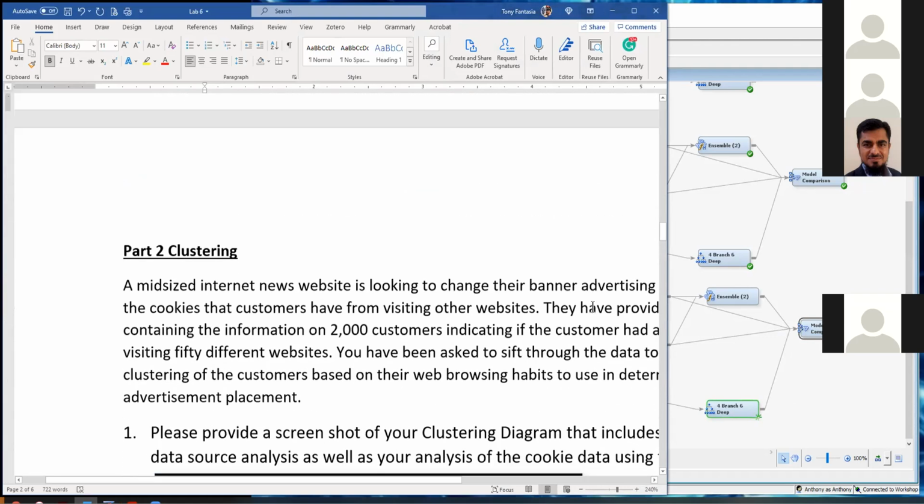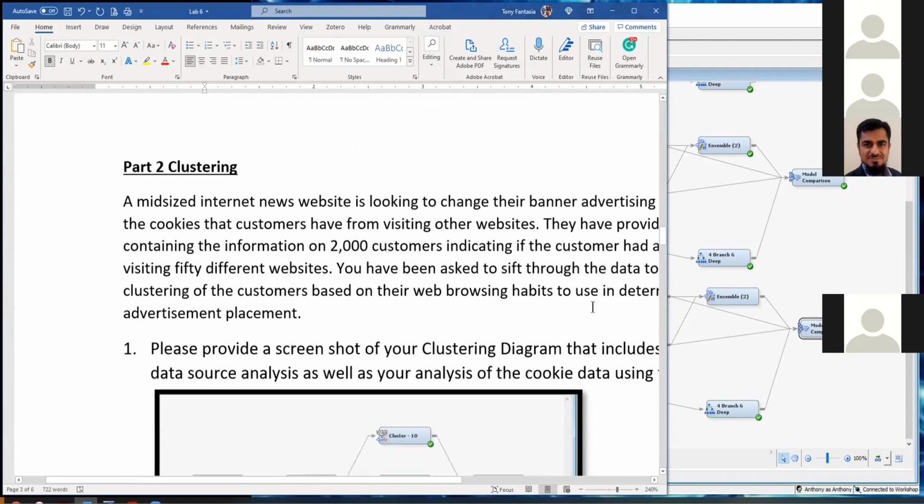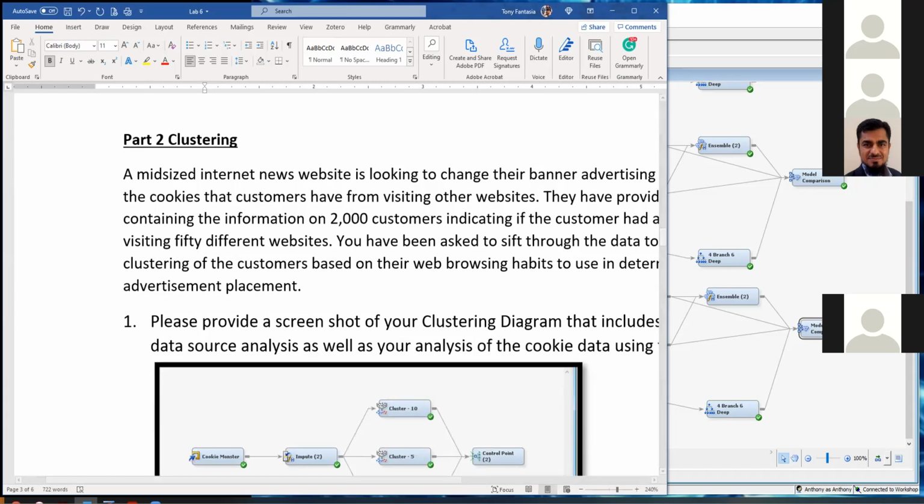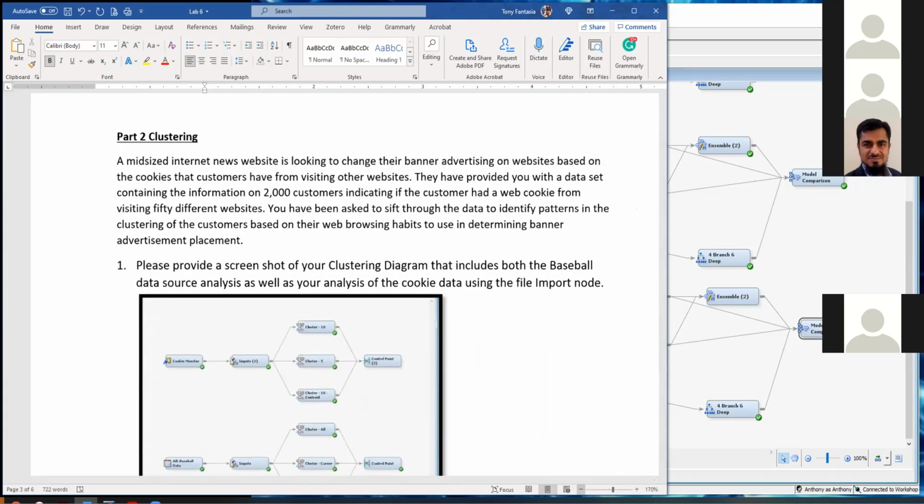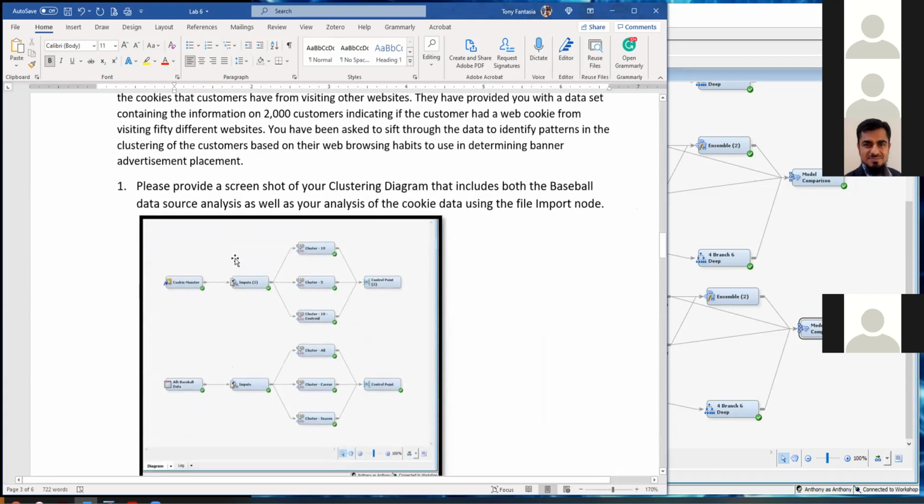All right, so for part 2, a mid-size internet news website is looking to change their banner advertising on websites. They have a data set containing information on 2,000 customers, indicating whether a customer had a web cookie from visiting 50 different websites. We have to sift through the data to identify patterns in the clustering of the customers based on their web browsing habits, used in determining banner advertisement placement.